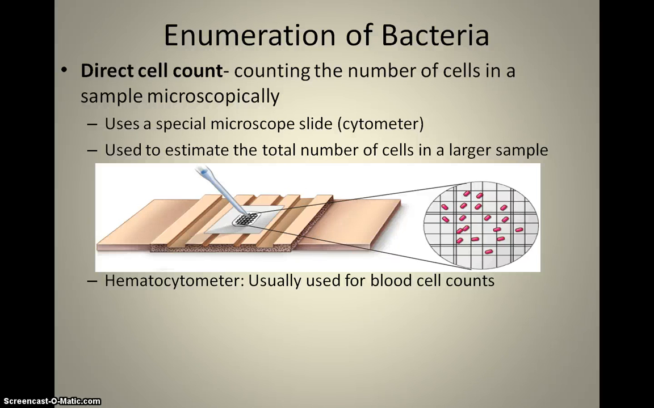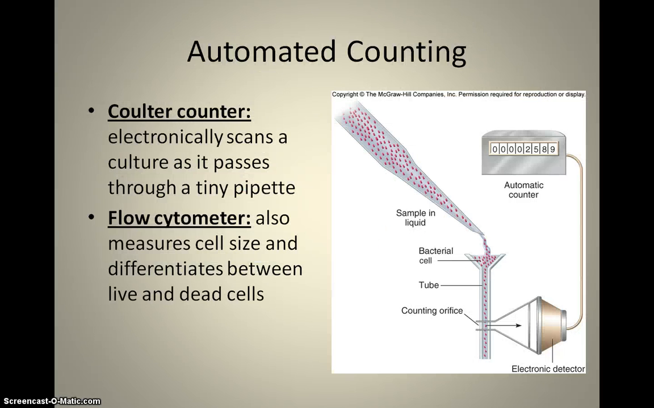One method is hematocytometry. Hemato means blood, so typically this is used to do white blood cell counts or red blood cell counts. But we can also use it for bacteria, and it requires a special microscope slide, called a cytometer, that has a very small grid on it, and you put an exact sample size on there. Then you can count the bacteria within the grid and use statistics to make an assumption about the number of bacteria in the overall sample.